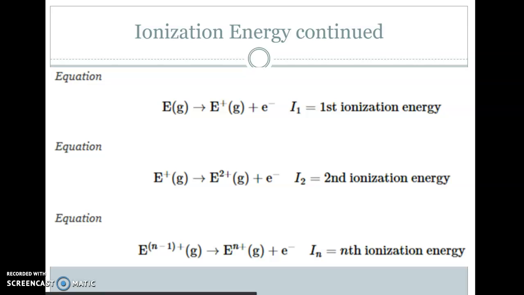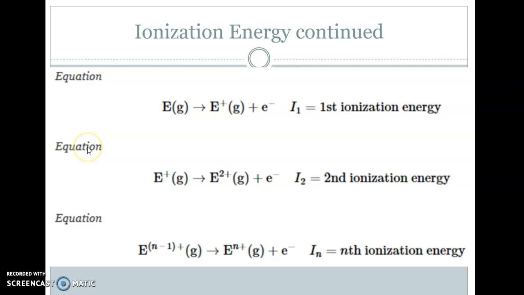Okay. We can write equations that kind of show what this is looking like. So this E just represents any element. Okay. So if we take any neutral element and we remove an electron, so after the arrow, we show that it is now a +1 ion. It has lost one electron, and then we show over here that one electron. So the ionization energy for the first ionization would be some value. It's energy, so it's going to be measured in joules or kilojoules per mole.